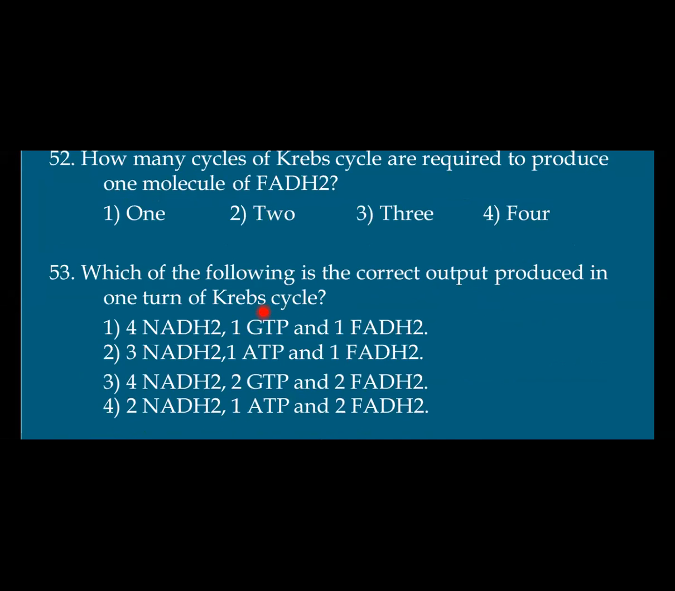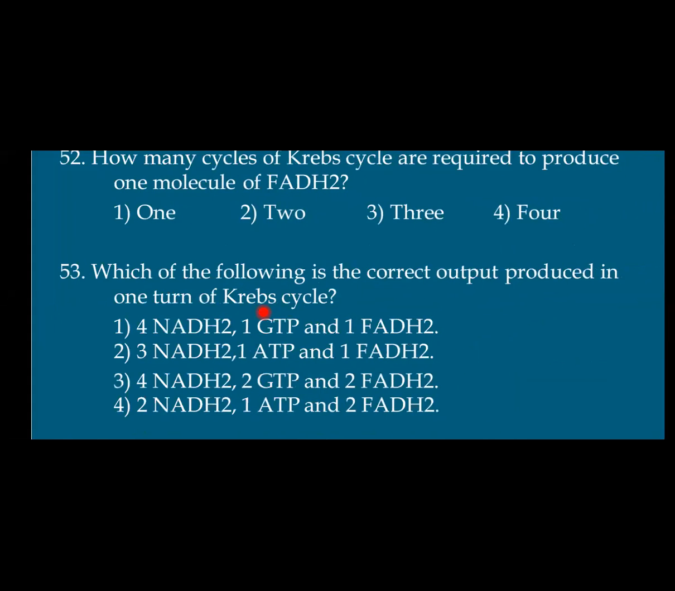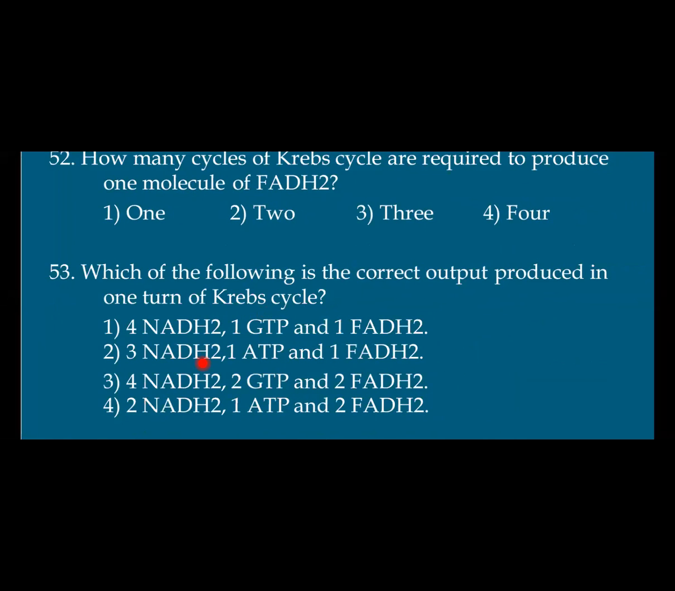Which of the following is the correct output produced in one turn of Krebs cycle? Okay, one turn of Krebs cycle. Let us see the options. Option 1: 4 NADH2, 1 GTP, 1 FADH2.